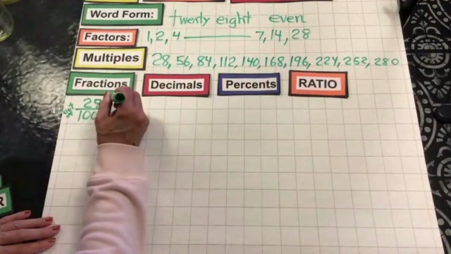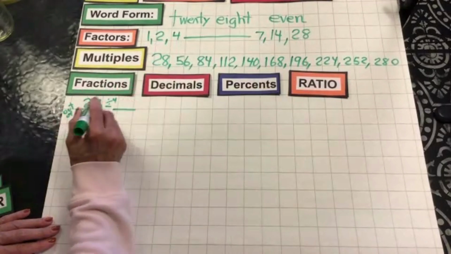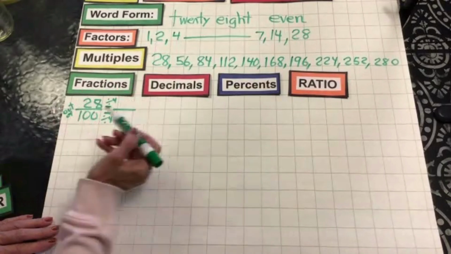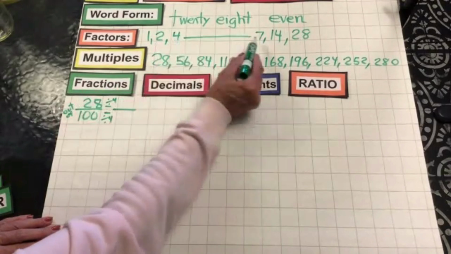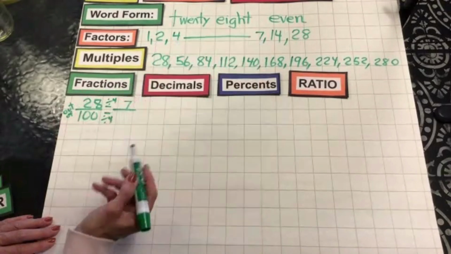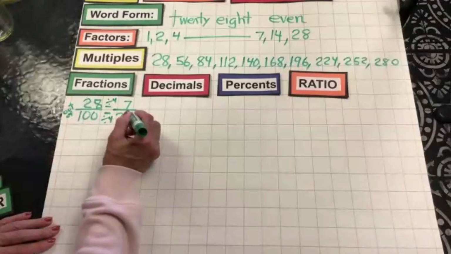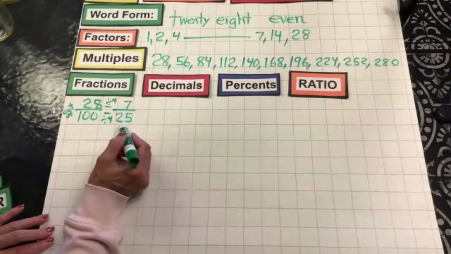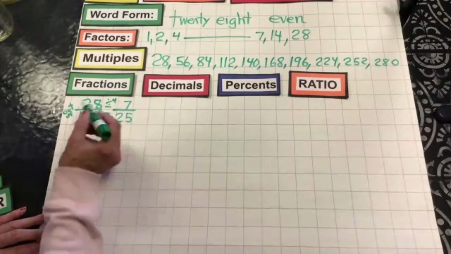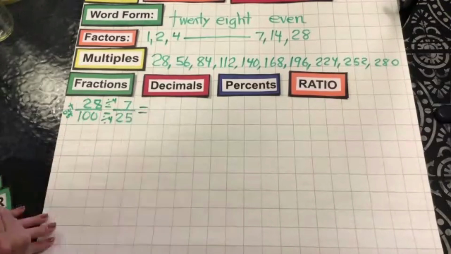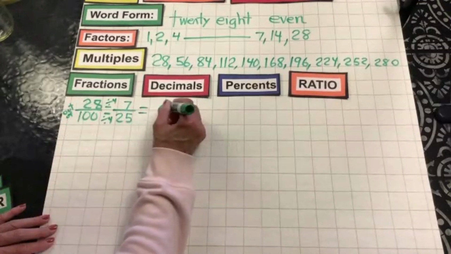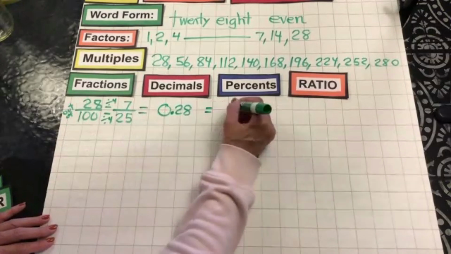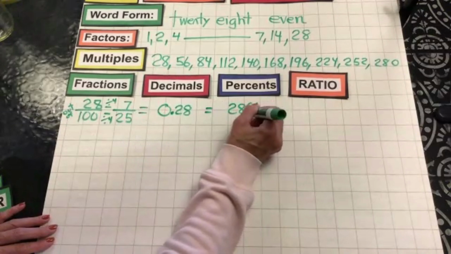So we're going to divide the numerator by 4, and we're going to divide the denominator by 4 to get an equivalent fraction. So 4 goes into 28 7 times, so we can just write 7. And 4 goes into 100 25 times because 4 quarters make $1. So 7/25 is equivalent, the same as 28 hundredths. Let's give it an equal sign here, and we're going to go to the decimal, 0 and 28 hundredths. And the percent would be 28%.